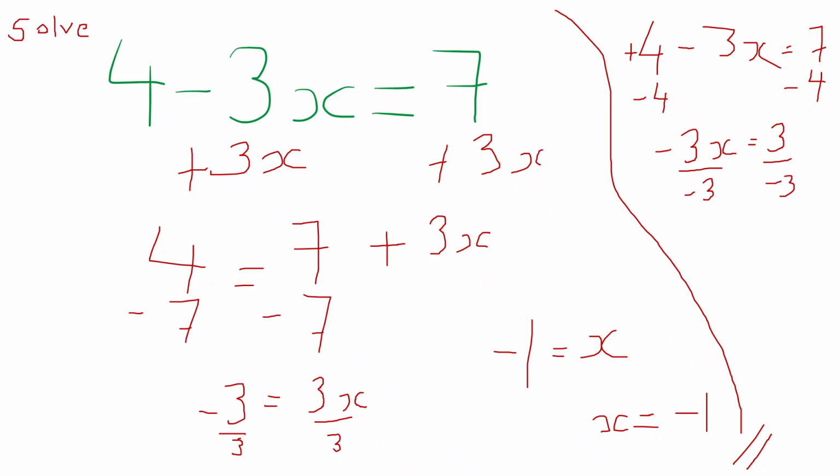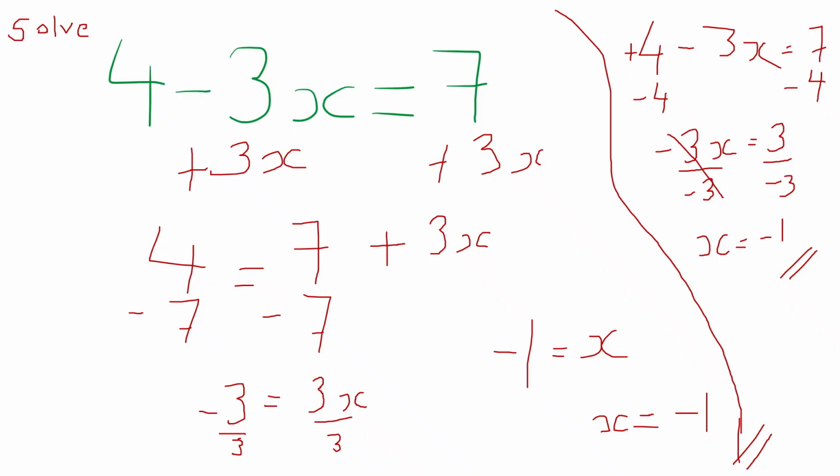When we do that, these 3's are going to cancel, all these minus 3's are going to cancel. We get x equals 3 over minus 3. Be careful here, that makes minus 1. So we get x equals minus 1, or x equals negative 1, as our answer.